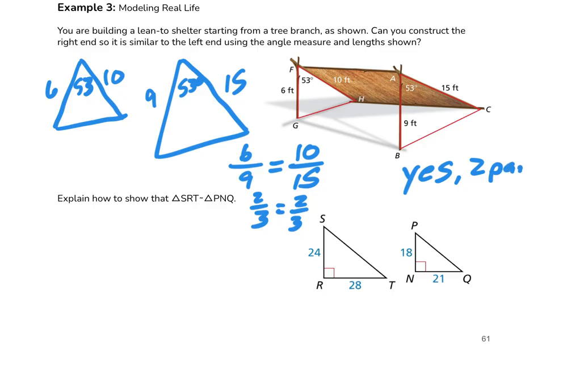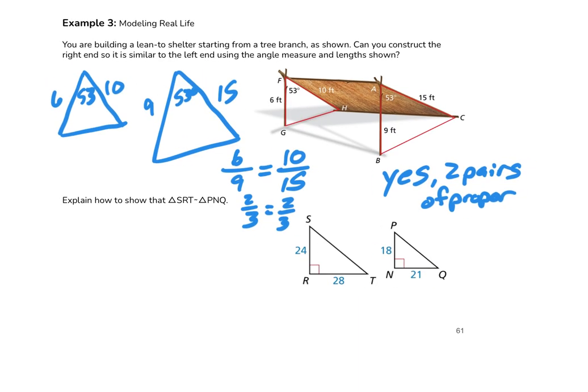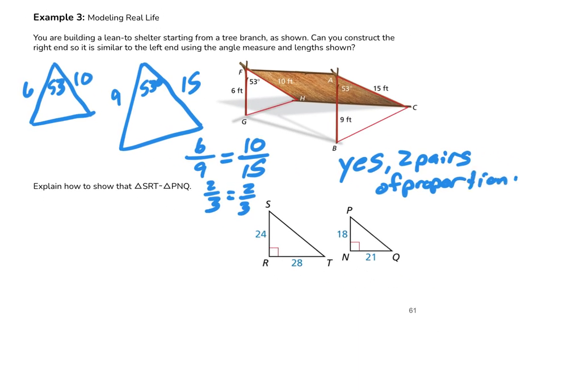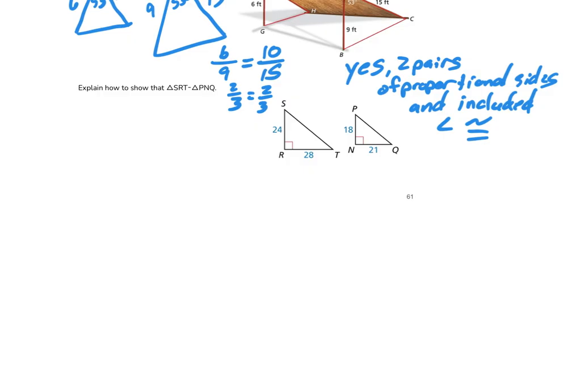We would say something like we have two pairs of, here's that word again, proportional sides and the included angle is congruent, 53 degrees. Okay. So if we asked you to explain, that would be kind of the way we would ask you to explain it. We proved that they're both proportional and we have a 53 degree angle.